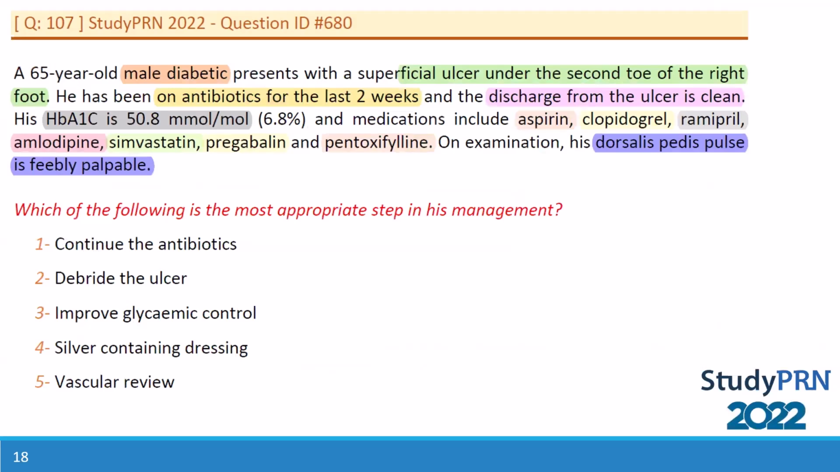Another question: once you see dorsalis pedis pulse is feebly palpable, what is the best next option? Once you see dorsalis pedis pulse is not palpable well, which of the following is the most appropriate step in the management? Yes, once you see dorsalis pedis pulse not palpable well, we should refer to vascular review.